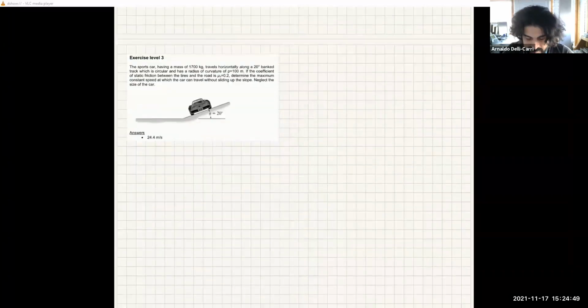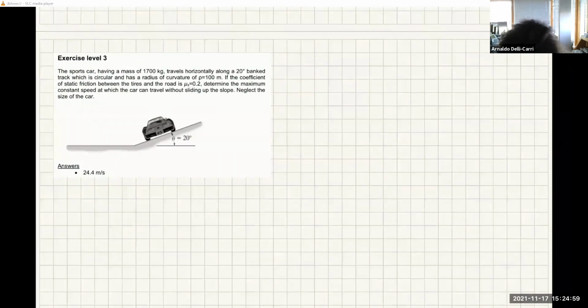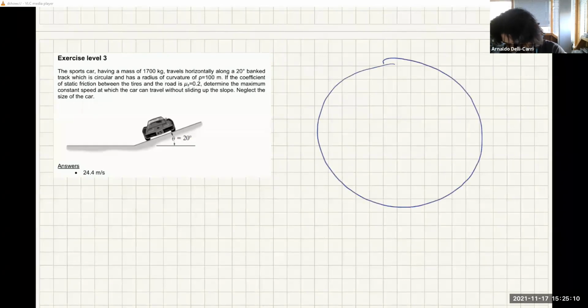Let's do exercise level 3. It looks like it's more of the same, but it's quite different. The sports car having a mass of 1700 kilograms travels horizontally along a 20 degrees banked track, which is circular. It has a radius of curvature of 100 meters. So what's going on here is this. We are on a circular track.